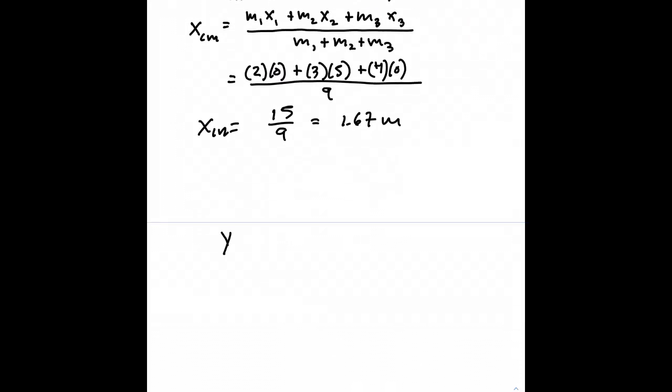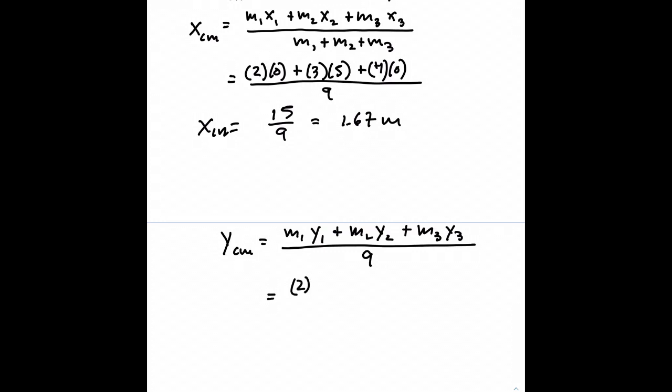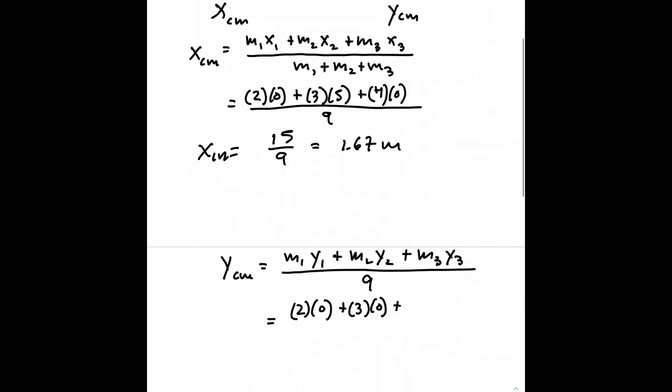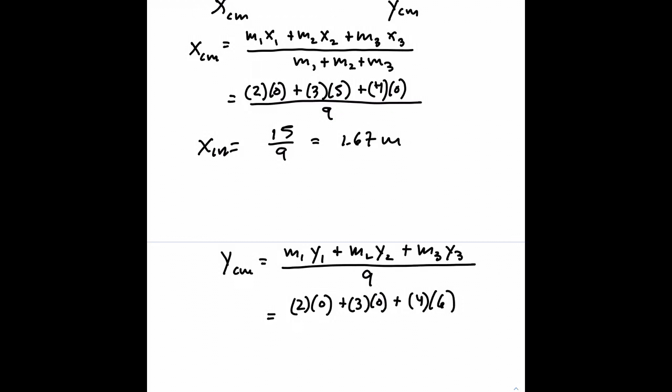Let's work out the location of the center of mass along the y-axis. Mass number 1 times y1 plus mass number 2 times y2 plus mass number 3 times y3 divided by the total mass of the whole system, which as we know is 9 kilograms. So this time we get 2 times 0 plus 3 times 0 plus 4 times 6, all divided by 9. This is 24 divided by 9, which gives us 2.67 meters.